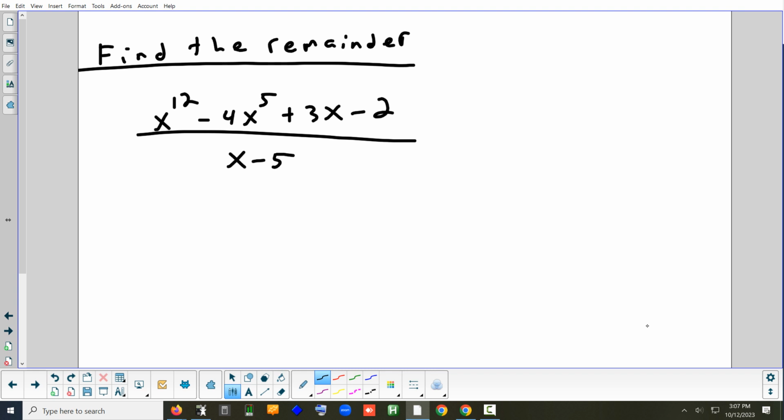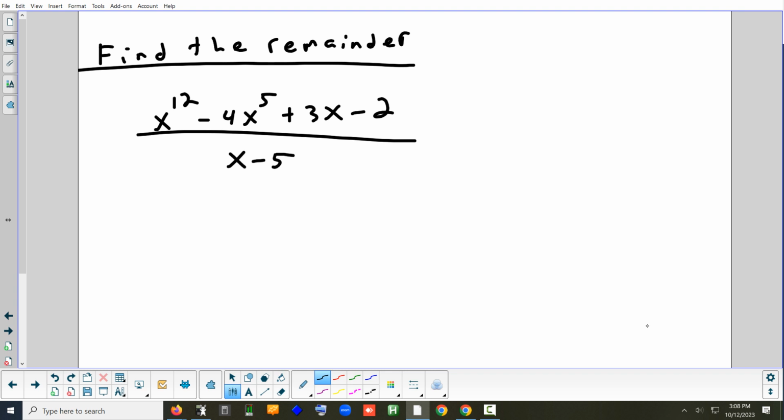Okay, so in this one, they want us to find the remainder. They are not interested in the quotient. And the quotient would be kind of a pain to find, because you've got this x to the 12th, so then you'd have to fill in every term you're missing as a 0. You have a lot of zeros you have to fill in, and that would take a little bit of time to do, even with synthetic division.